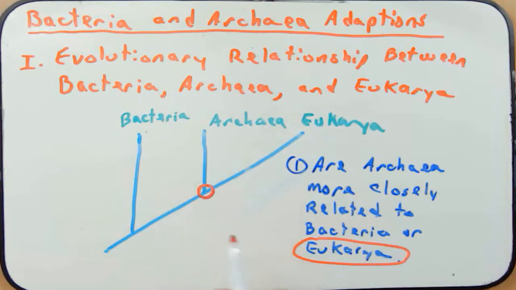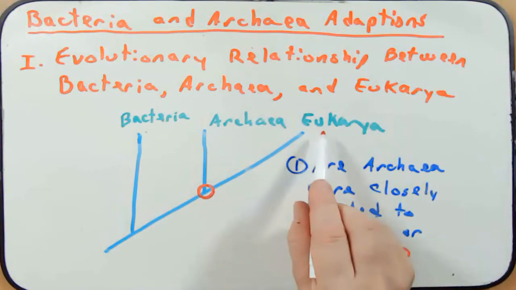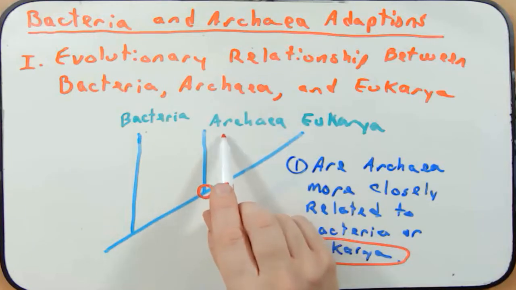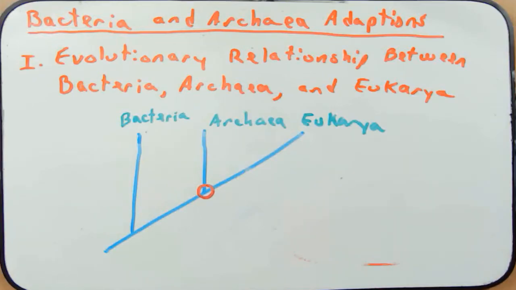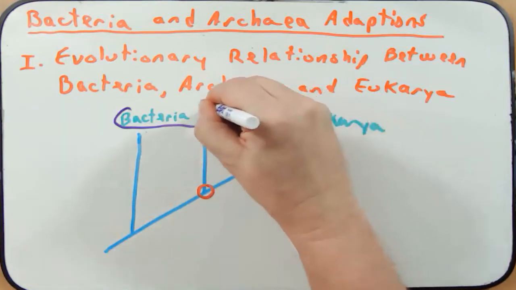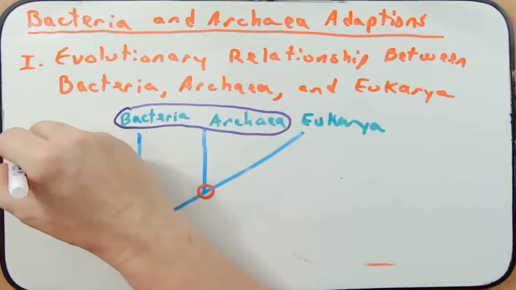Because of that, archaea and eukarya are more closely related. Also remember that these nodes are rotatable. So we could have just as easily written eukarya here and archaea here, and it would have meant the same thing in regards to the phylogenetic tree. Now before I ask the second question, I want to point something out for you, and that is archaea and bacteria are often called prokaryotes.